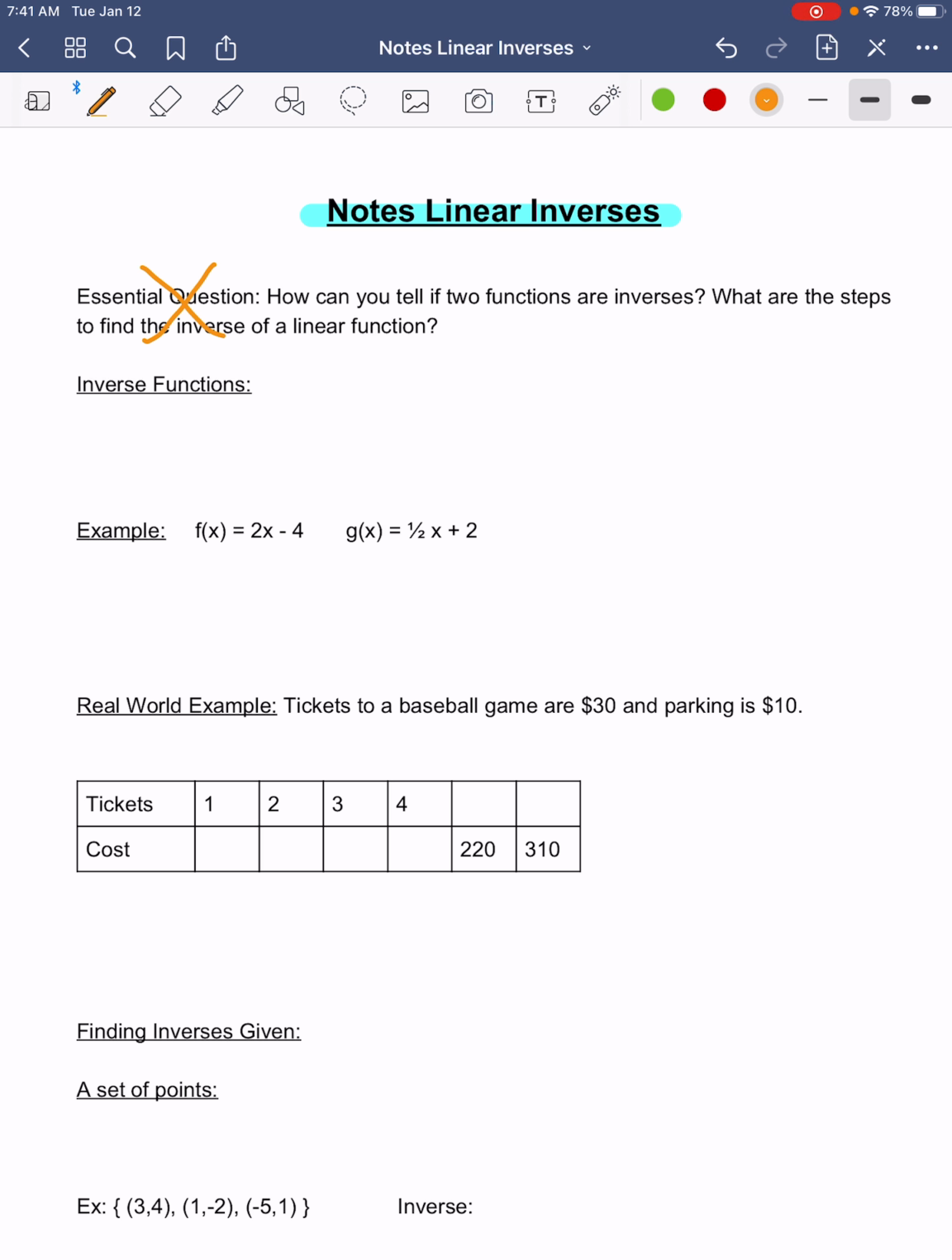So inverse functions, we talked about like sine and sine inverse when we were doing trig stuff. What inverse functions are, they're just two functions that basically reverse each other. Adding and subtracting are inverses, multiplying and dividing are inverses, they undo each other. So inverse functions are just two functions that reverse each other.